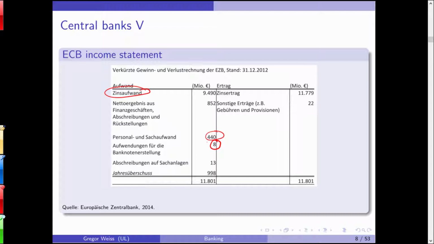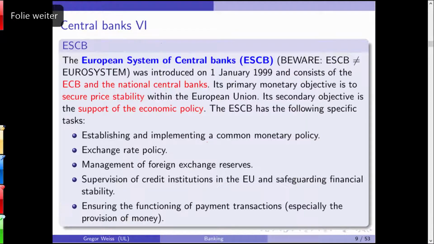So again, not very large, but most of the things that are happening in the euro system are in the balance sheets of the national central banks. Okay. Any questions concerning the asset and liability side of the central bank and the balance sheet?